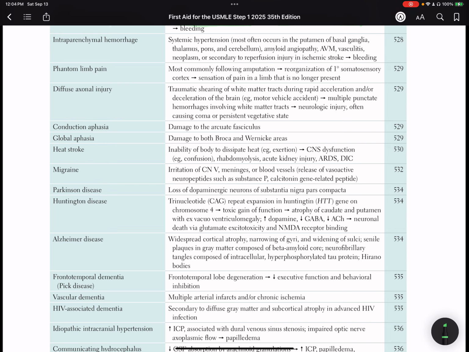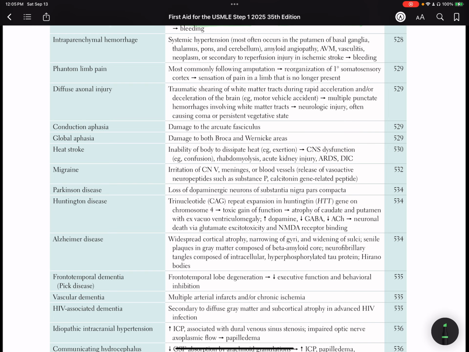Intraparenchymal hemorrhage is because of systemic hypertension, most often occurring in the putamen of the basal ganglia, thalamus, pons, cerebellum, amyloid angiopathy, AVM, vasculitis, neoplasm, or secondary to reperfusion injury in ischemic stroke, leading to bleeding. What causes phantom limb pain? Most commonly following amputation, reorganization of the primary somatosensory cortex, leading to sensation of pain in a limb that is no longer present.